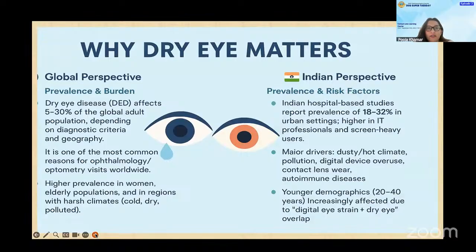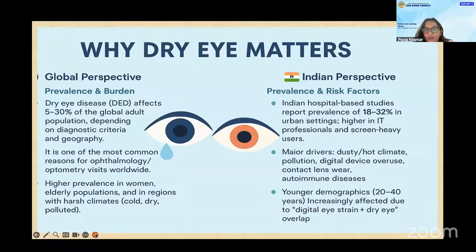We all know that dry eye is becoming a pandemic, and the burden of dry eye globally or in India is as high as maybe 30%. It can vary based on geography and the diagnostic criteria. In India it is even higher because we now have a lot of IT professionals who are heavy screen users. Though the ideal screen time would be 8 hours with good screen hygiene, we still get a lot of patients, about 50%, who say that they are on screens for almost 12 to 14 hours, be it televisions, mobiles, or computers.